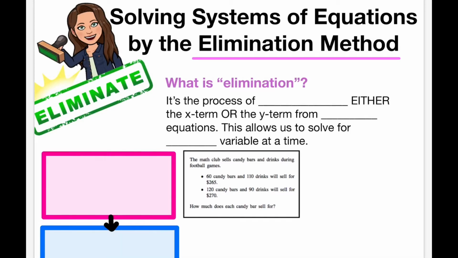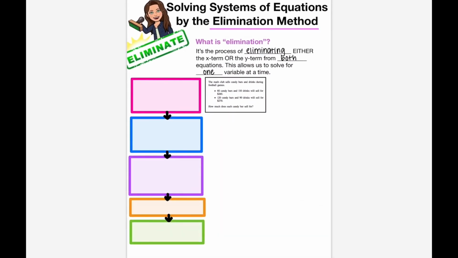In this video, we're going to talk about solving systems of equations by the elimination method. We're going to start with just exploring what is elimination. It's the process of eliminating either the x term or the y term from both equations, and this allows us to solve for one variable at a time. We're going to use a flow map to talk about each step involved in this process.